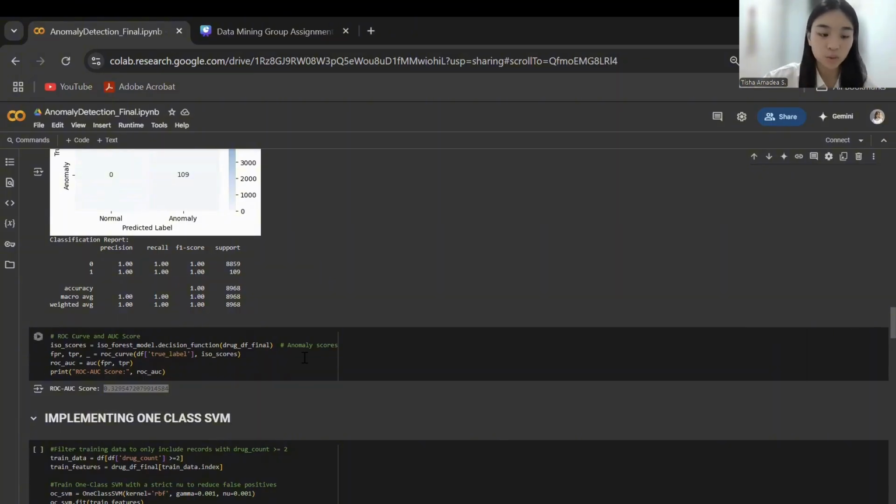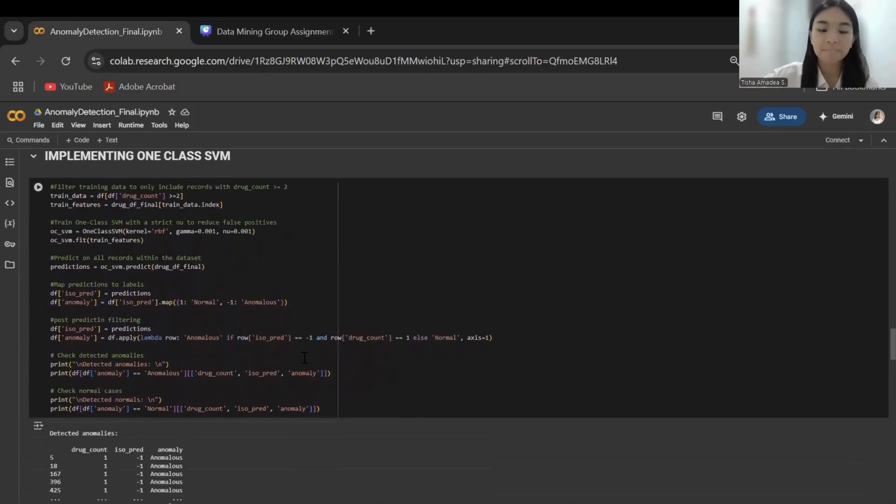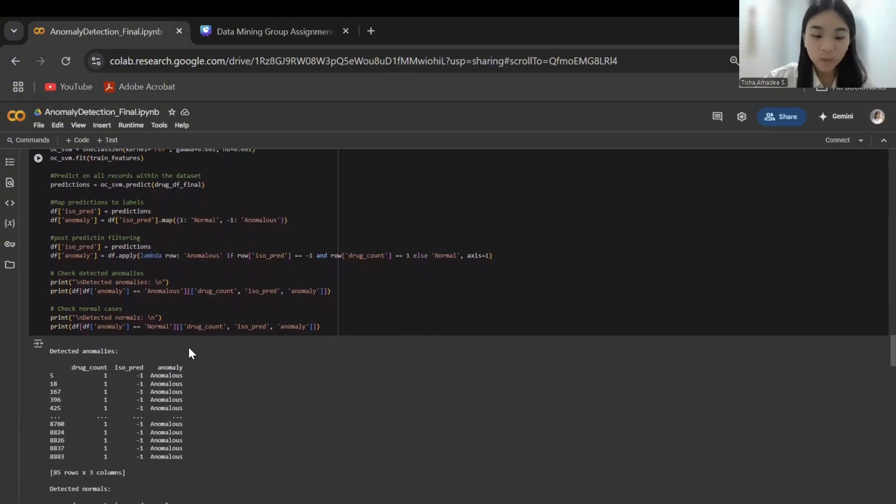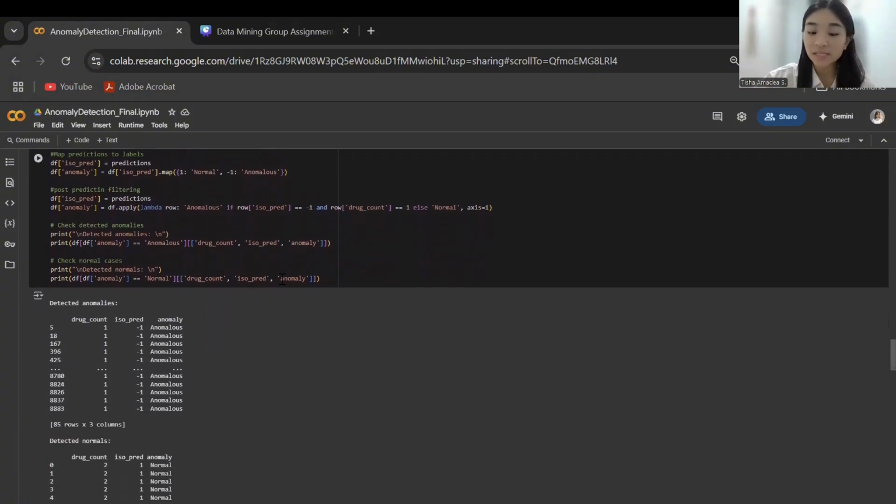Now let's move on to one class SVM. Once again, the model is initialized, fitted, and then it can make predictions and is then evaluated. As seen by the output, one class SVM actually successfully detected all the cases where only one drug is present, and a total of 85 records were flagged as anomalous and 8,883 records were flagged as normal.